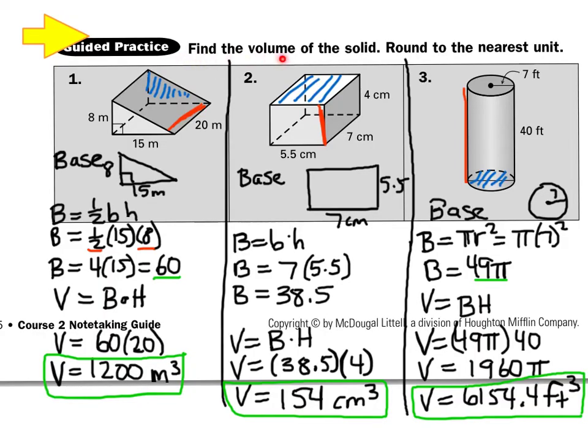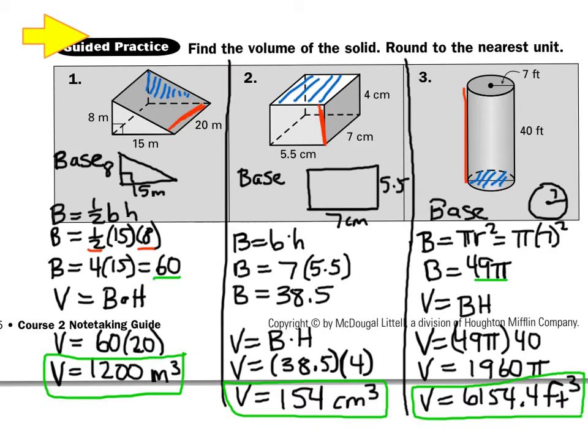Okay, so we're going to find the volume of the solids, and this says round to the nearest unit. You can cross that out. We're not going to round. Okay, take a look at number 1. This is a triangular prism, and so I'm going to draw the base, the triangle right here, and get the area of just that triangle first. So the area of the triangle is 1/2 times the base of the triangle times the height of the little triangle. So that's 1/2 times 15 times 8. Well, it's easier to find half of 8 than it is half of 15. So I'm going to do half of 8 is 4, and 4 times 15 is 60. So the area of that triangle is 60 meters squared.